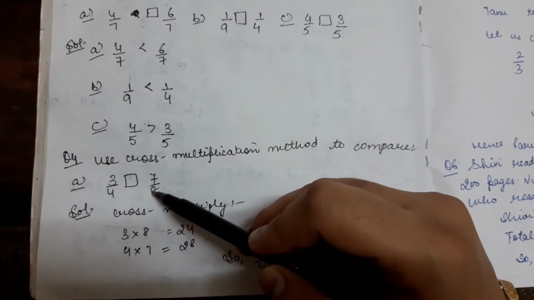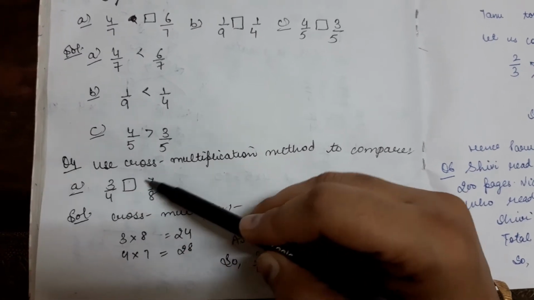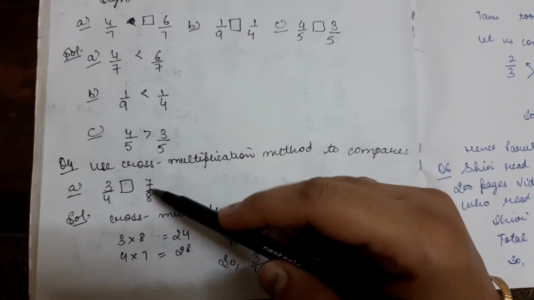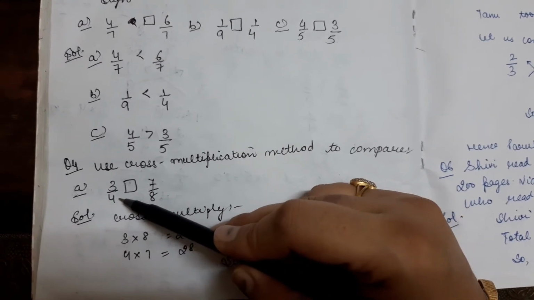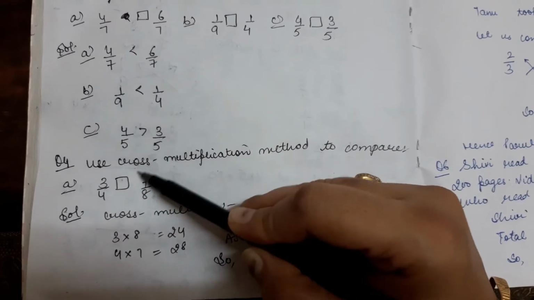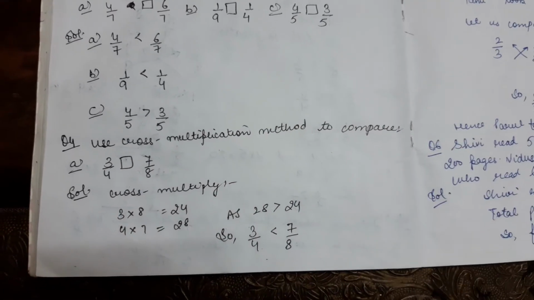So let us cross multiply. 8 3s are 24, right? And 7 4s are 28. Which one is greater? 28 is greater. And how we got 28? By multiplying 4 by 7. Means this right hand side fraction is greater. So 7 by 8 is greater than 3 by 4, or you can say 3 by 4 is less than 7 by 8.